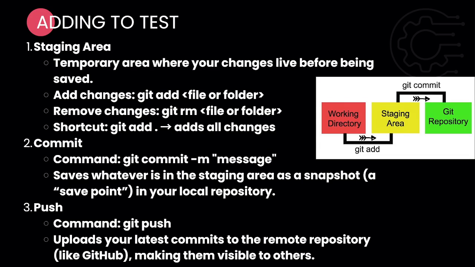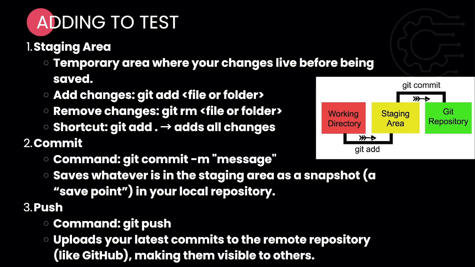So essentially the staging area, just going over it again, is a temporary area where the changes you make on your local repo are stored before you save them through the commit, right? So to add it through the terminal, you use the add command, right? So you can do git add and then the name of the file you want to add to your staging area or the folder.